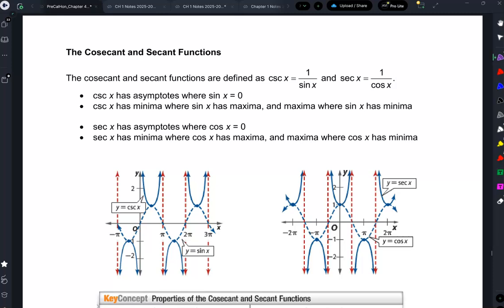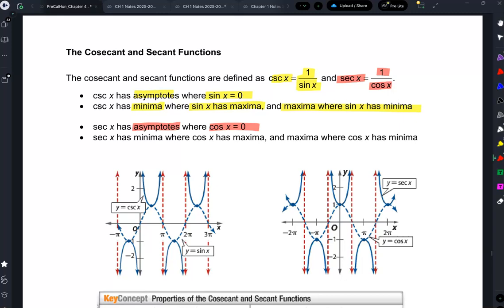Now, cosecant and secant are reciprocals of sine and cosine. So cosecant is 1 over sine. That means it has asymptotes wherever sine is 0. And then it has minima where sine x has maxima, and maxima where sine x has minima. We'll get into that. Secant is 1 over cosine, so secant has asymptotes when cosine is 0. And it's the same with the maxima and the minima.